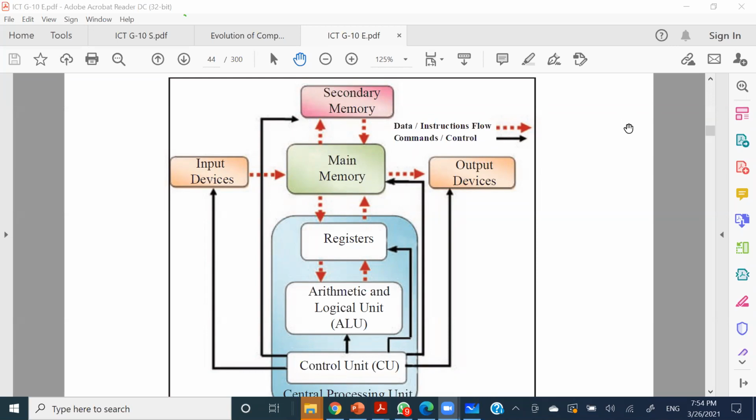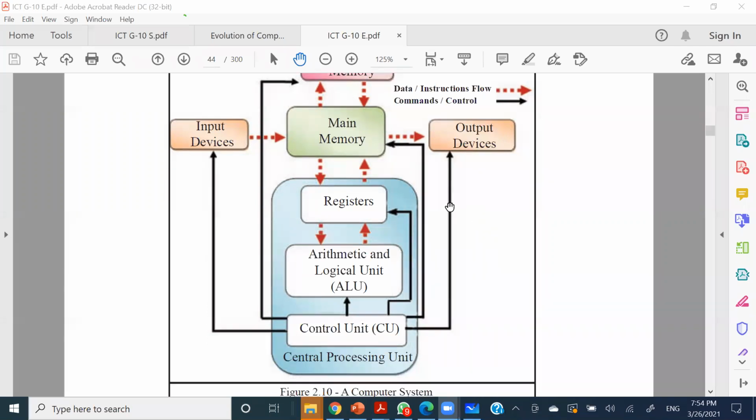So the result will be sent back to the registers, and the registers will send back the results to the main memory. So if we save it, we can save it in the secondary memory, and as well as we can see the output using the output devices, right? So in this diagram we talk about this, and now we are going to write about this central processing unit.